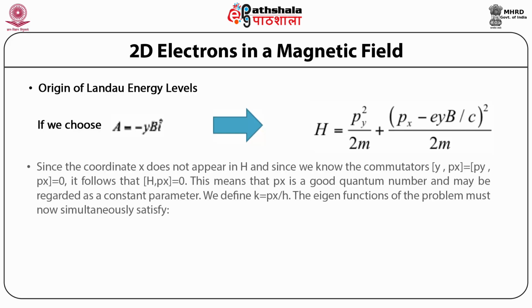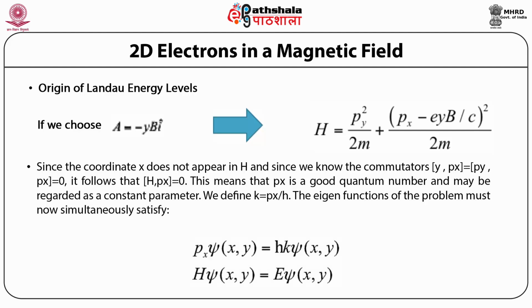Now since the coordinate x does not appear in H, and since we know the commutator of y, px and py with px is equal to 0, it follows that the commutator of H with px is equal to 0. This means that px is a good quantum number and may be regarded as a constant parameter. We define k equal to px divided by h cross. The eigenfunctions of the problem must now simultaneously satisfy the following two equations: px psi is equal to h cross k psi, and H psi is equal to E psi. The second equation is very familiar to you; it is nothing but the Schrödinger equation.